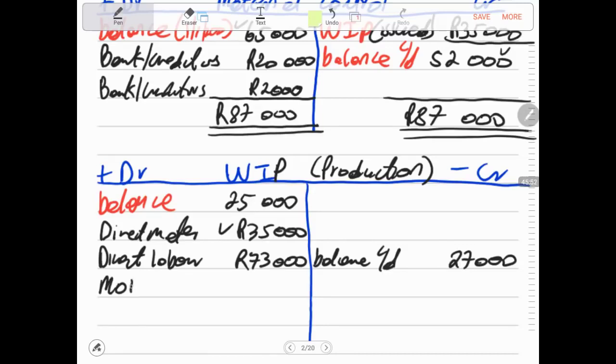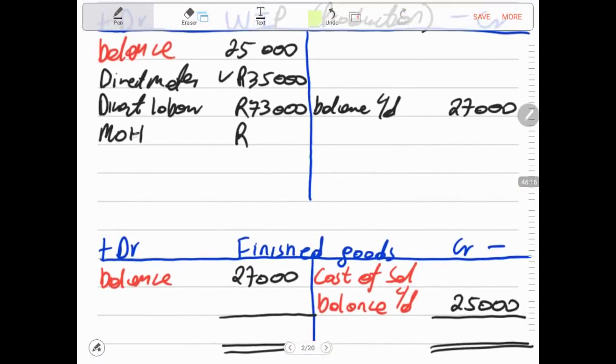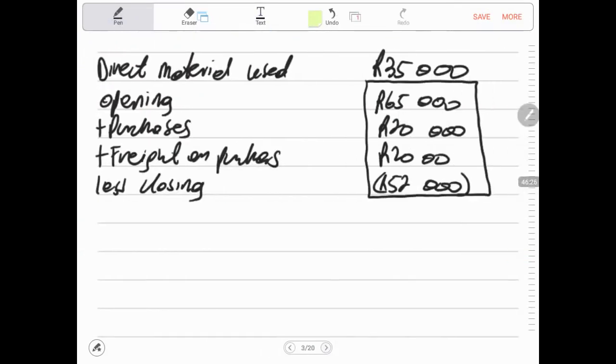What else do we need? We need manufacturing overheads. Now don't forget that direct material plus direct labor are called prime cost. I'll show you that when I'm doing the statement. Direct material plus direct labor are prime cost. So now this is manufacturing overheads. I need to go and check how much are my manufacturing overheads. There's quite a long calculation when it comes to these manufacturing overheads because there's quite a lot of them. But I'll just bring one amount here. When I'm doing the statement, I will show you the detailed calculation.